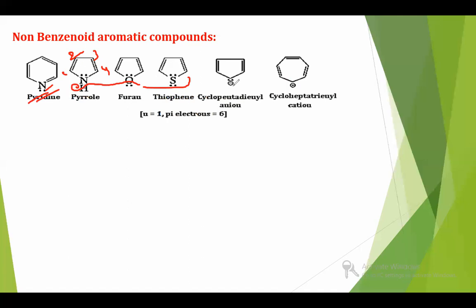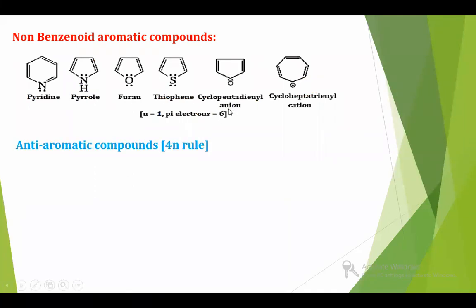Dienyl group. By nomenclature we studied this dienyl: double bonded compounds are represented as dienyl compounds, and anion means negative charge. Here is the positive charge: cycloheptatrienyl cation. This will be an aromatic compound but doesn't contain the benzene ring, a non-benzenoid aromatic compound. And a few of the compounds are called anti-aromatic compounds.